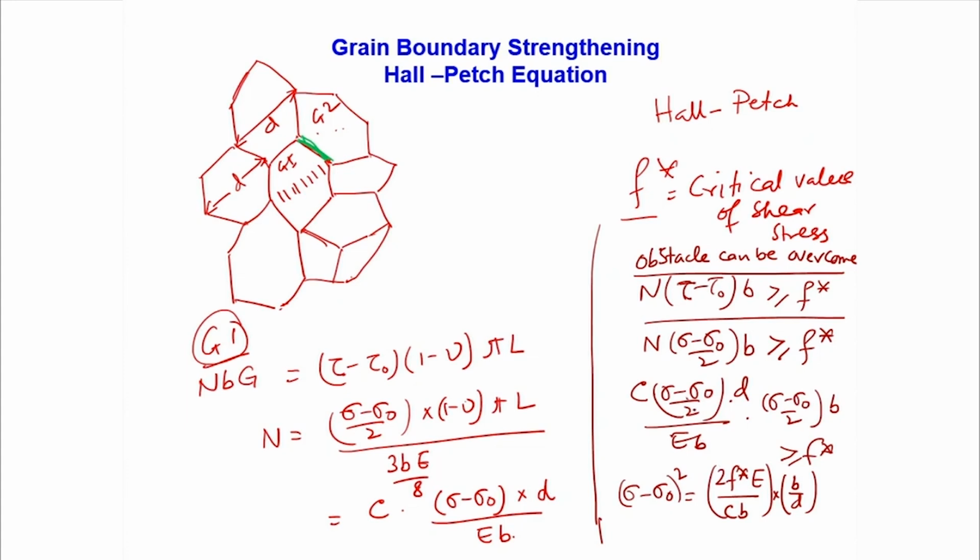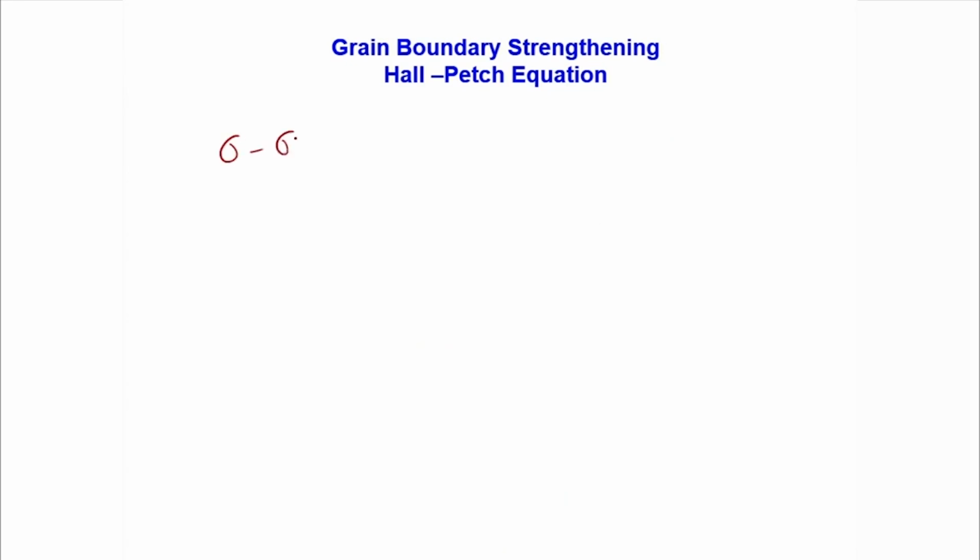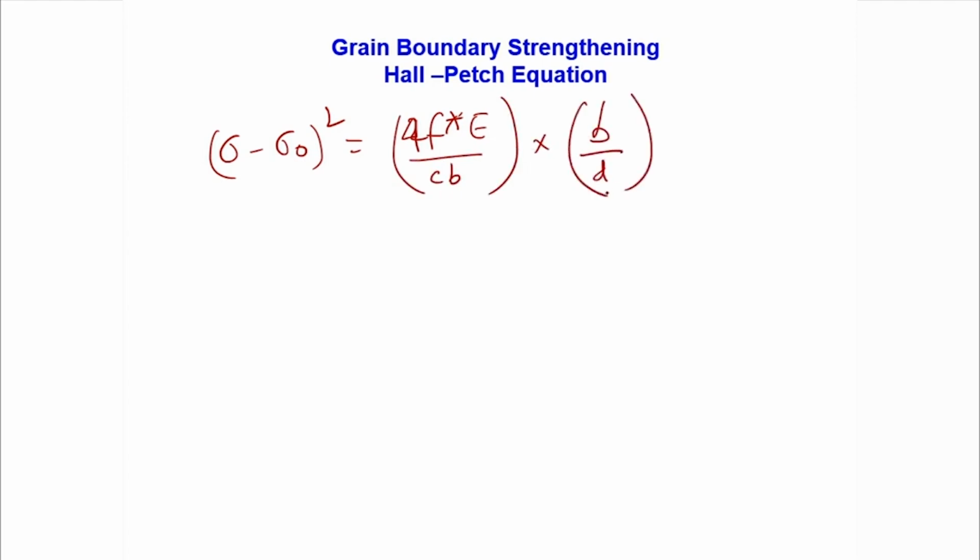So we can take sigma minus sigma 0; these two become square, and 2 into 2 becomes 4, and F star remains F star. Remember this is the limit, that is why you put the equality sign. So we can take it down to the other slide. Let me write down: sigma minus sigma 0 is equal to twice F star, and this is square actually, 4 F star multiplied by F star E multiplied by C B into B by D, correct. That's what you can write down.